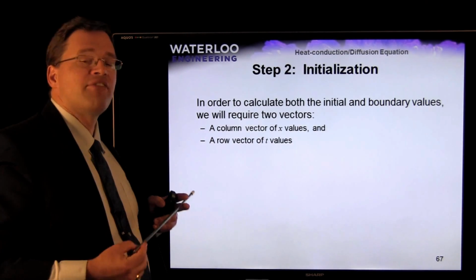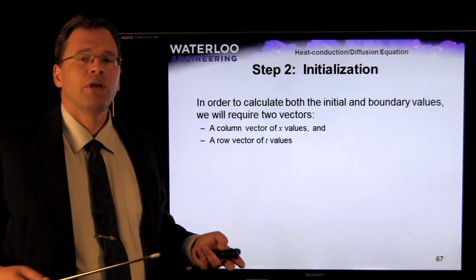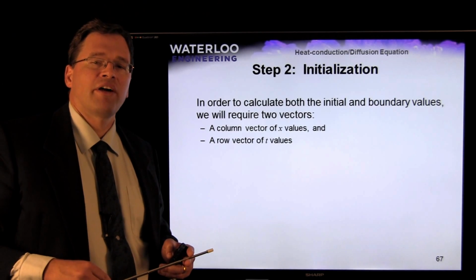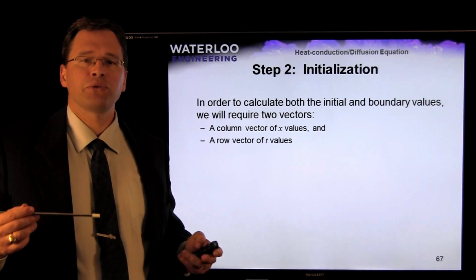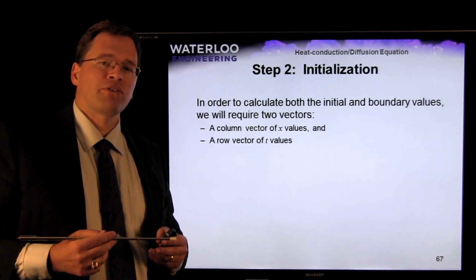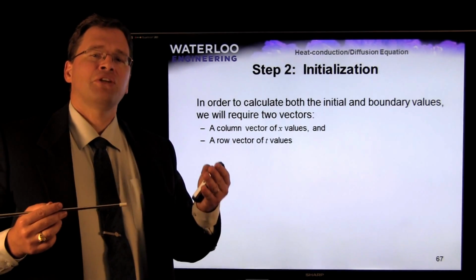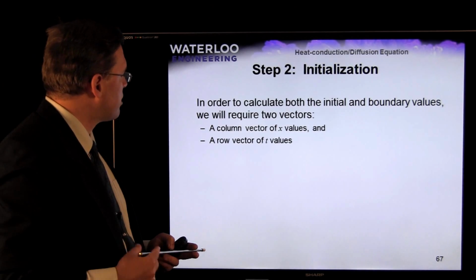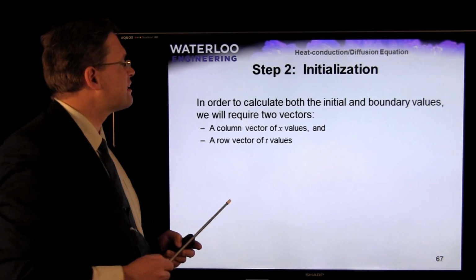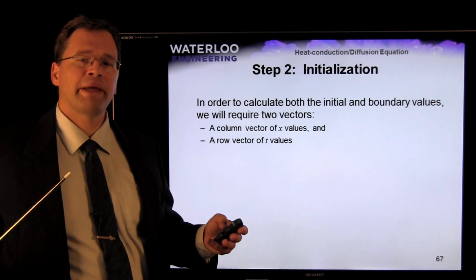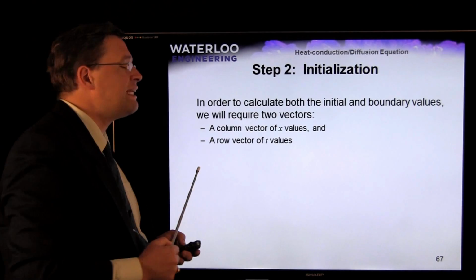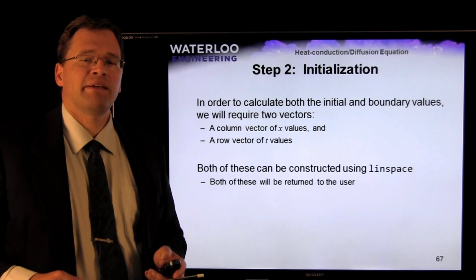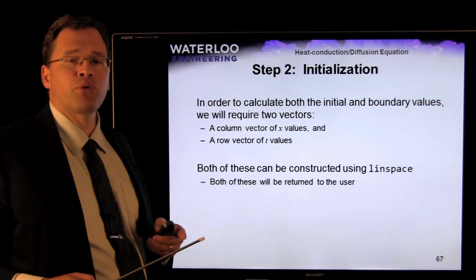The next step in finding your approximation, you're going to have to define a column vector of x values and a row vector of t values. You'll recall with your initial value problem solver from your last term, we did return the t values as well as the approximations to the solution. Well, same thing here. We're going to return a vector of n sub x, x values going from a to b. We're going to return a vector of n sub t, t values going from t naught to t final. Both of these can be constructed, of course, using linspace, and they're both going to be returned to the user.